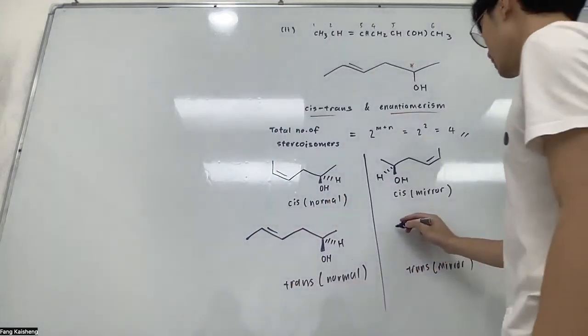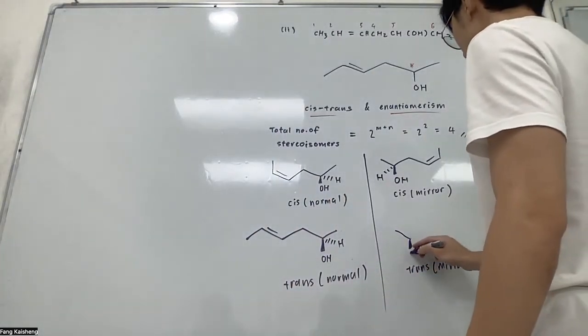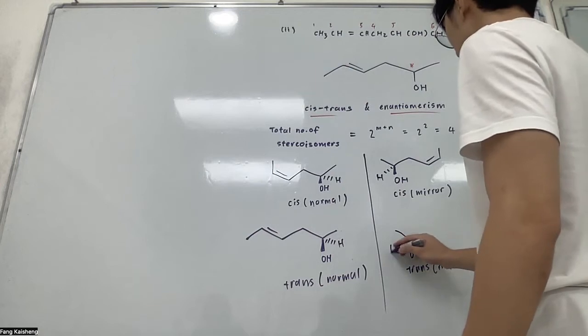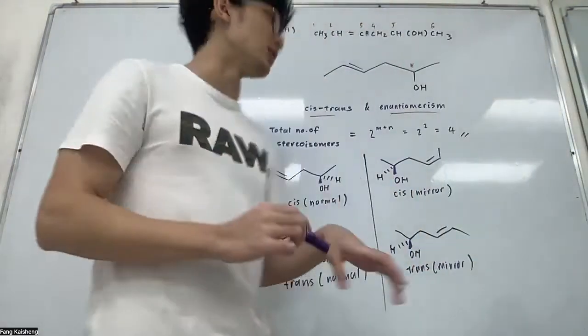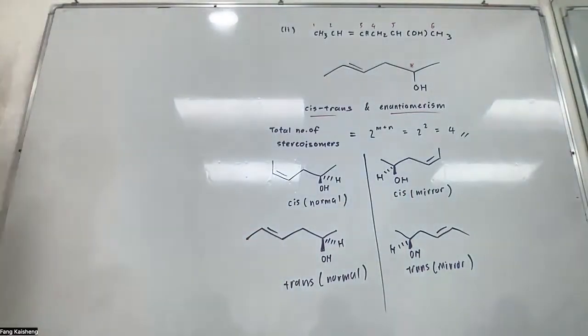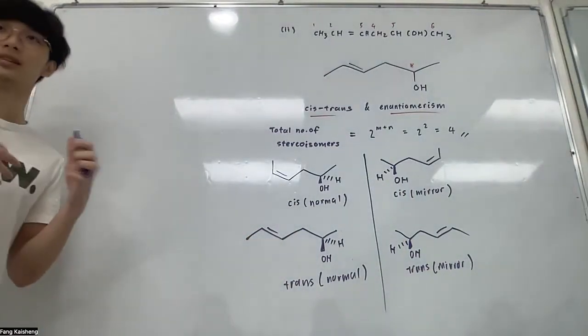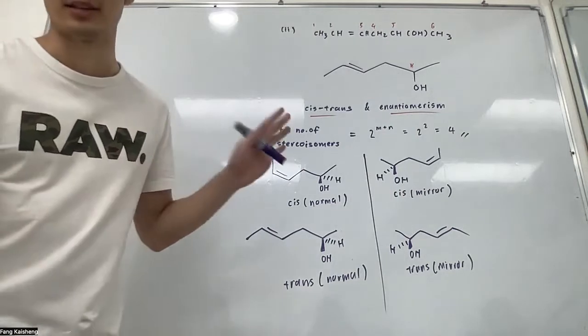Okay, that's your cis mirror. This is your trans mirror. So you just take the shorter side and then you just flip it. That's it. So that's how we draw some enantiomers and cis trans.